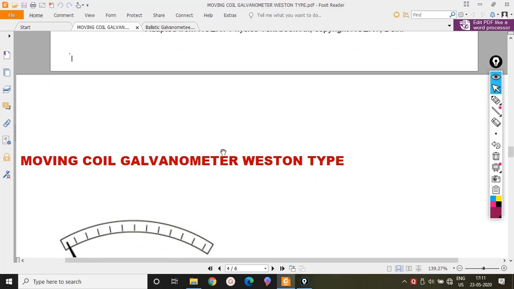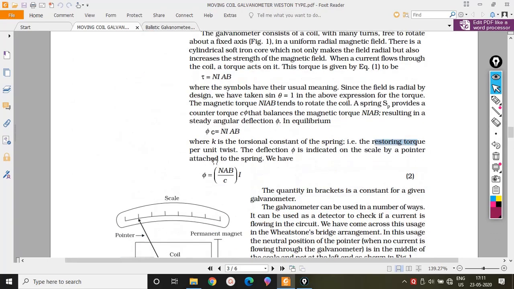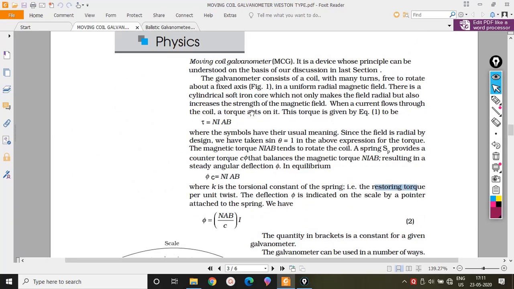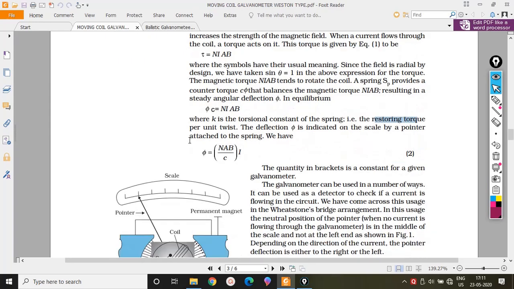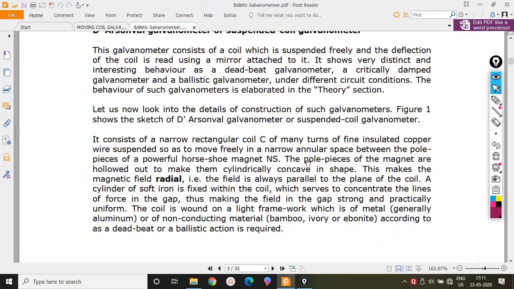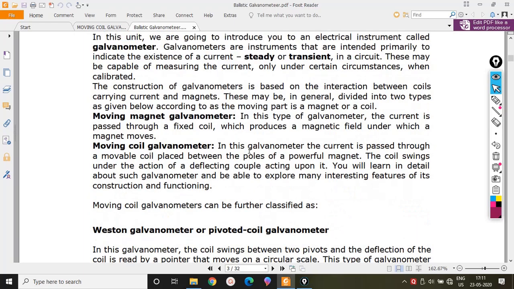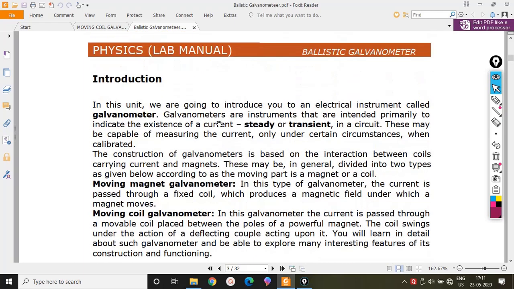Do we have galvanometers of other types also? Definitely we have galvanometers of other types also. This part of moving coil galvanometer may not be important from your syllabus point of view, but to understand ballistic galvanometer it is very much necessary. So here I would like to give you a little insight on the types of galvanometers. Galvanometers can measure either steady current or transient current.